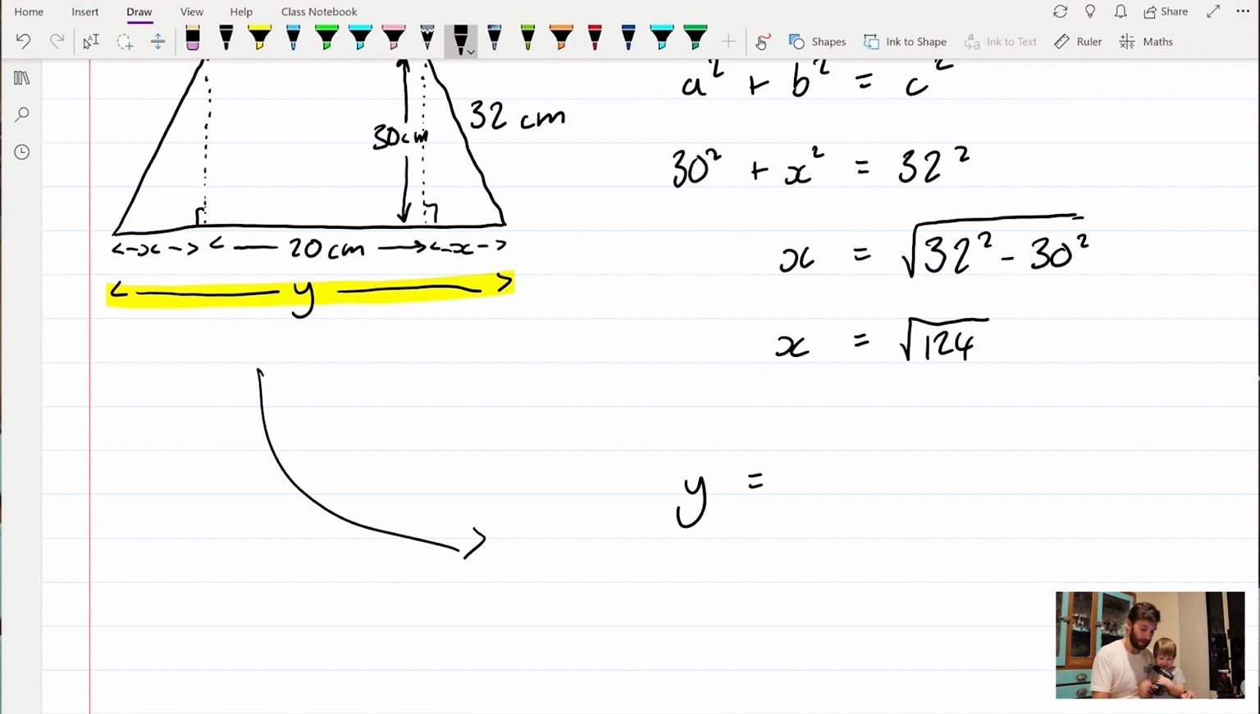Y. Finn, can you say Y? Y. Can you say Y equals? Can you say Y equals 20 plus 2 times the square root of 124?